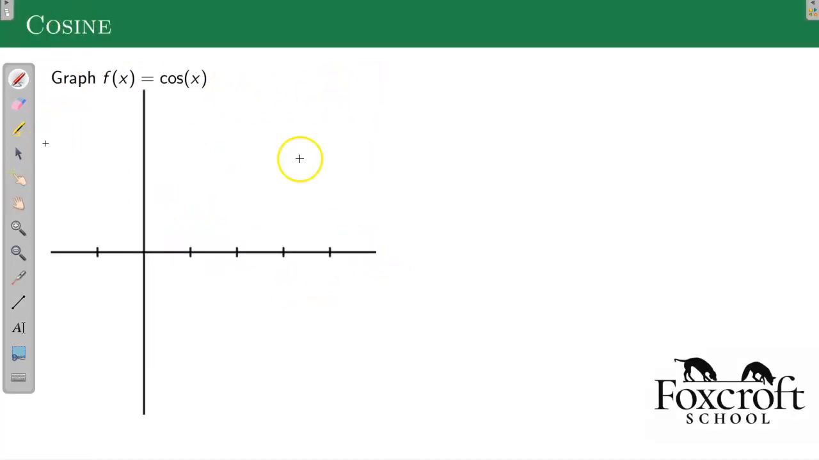Cosine, same thing. I know the biggest value is 1. The smallest value is -1. I'm going to break it up into my quadrants, which are just the fractions of pi. If I look at my unit circle, cosine starts at 1. At the top, it's 0. At the left, it's -1. At the bottom, it's 0. At the right, it's 1. And I connect them with the wave. And that's my graph of cosine.